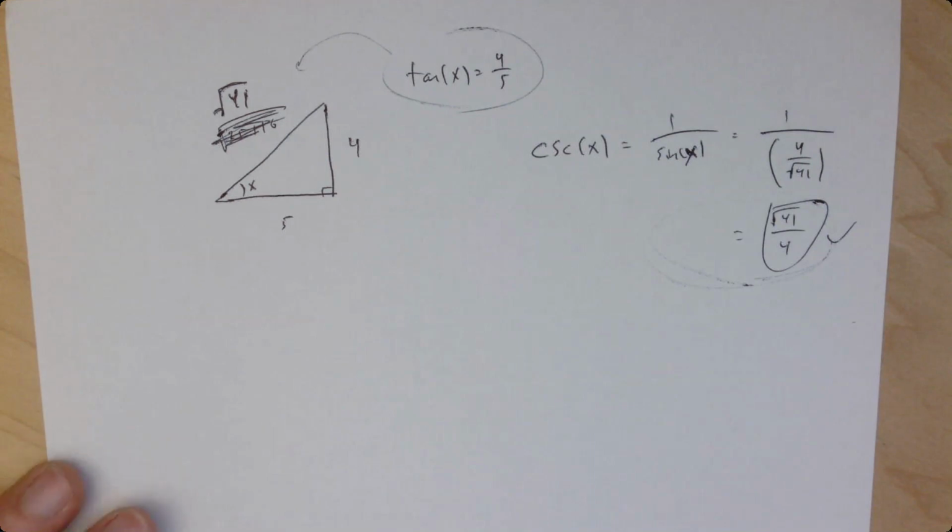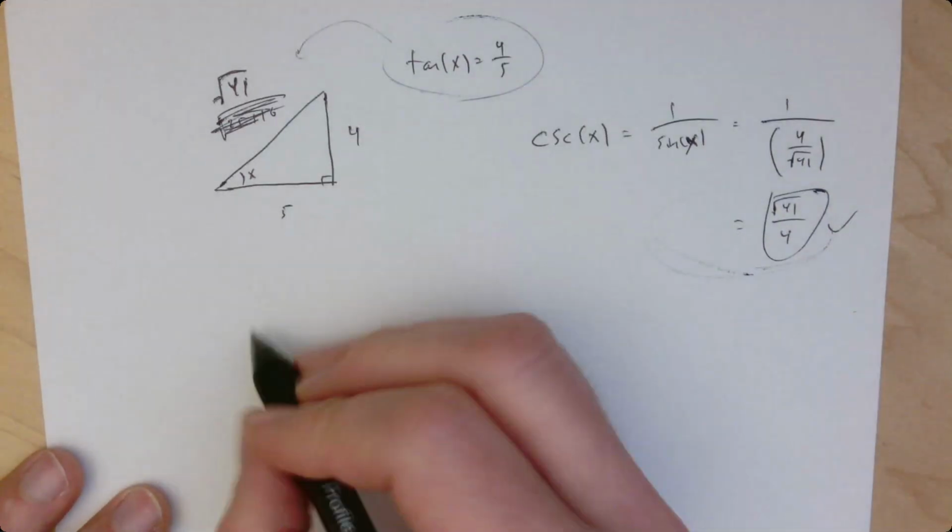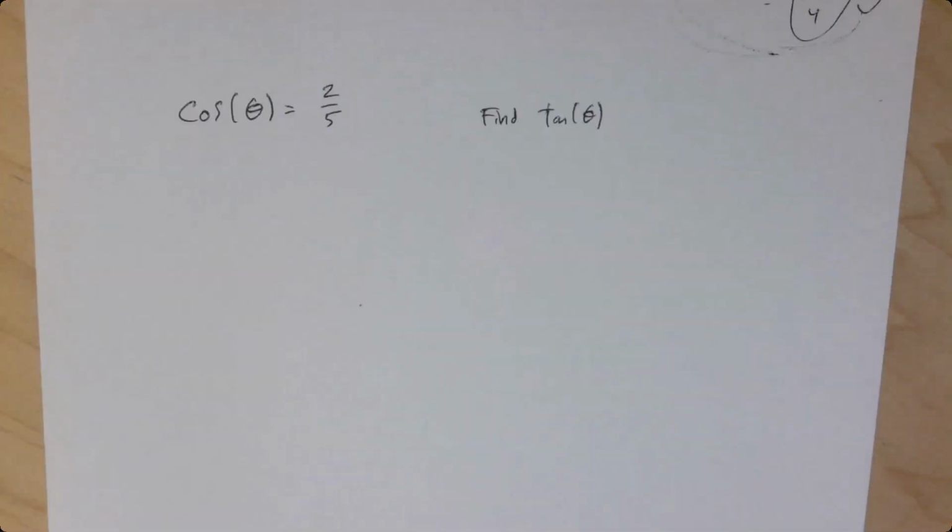Why don't you try one more yourself? What if we know that cosine theta is 2/5? Could you find what tangent theta is? If you're doing this at home, pause the video, think for a second.